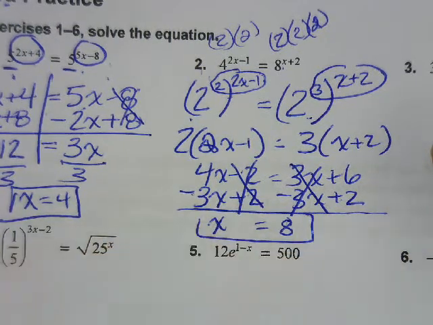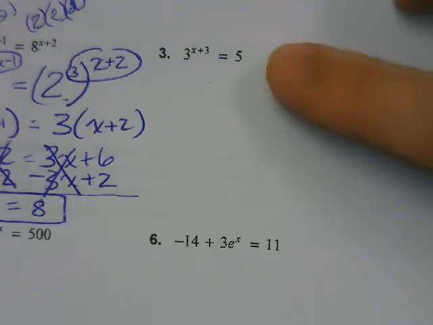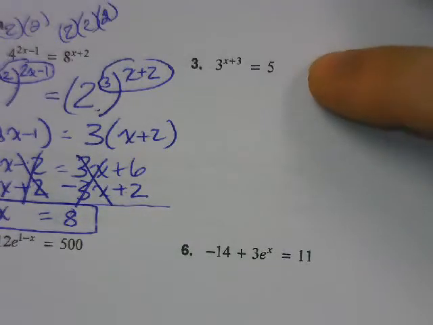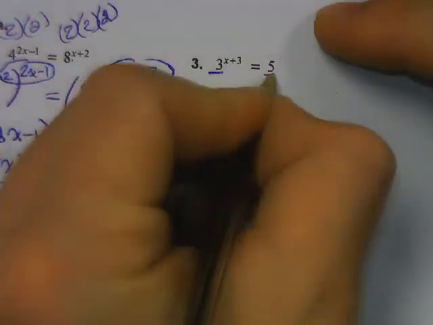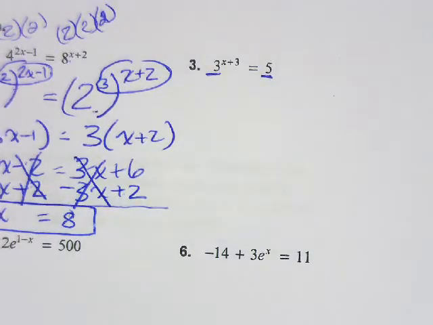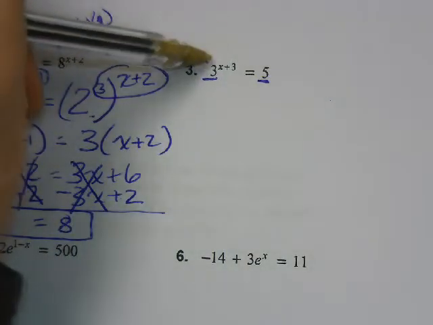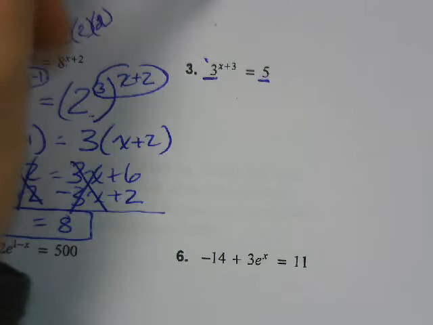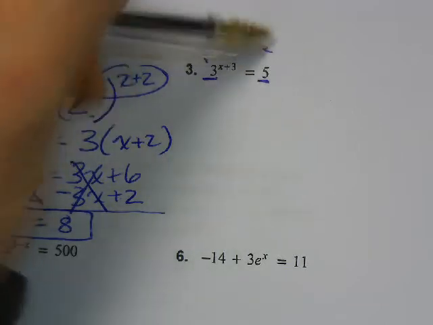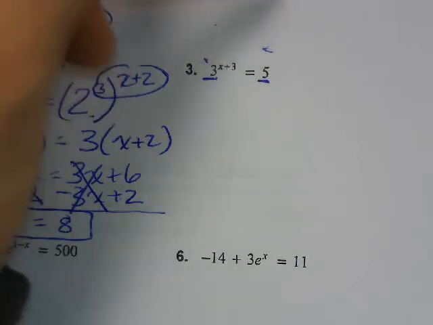Number 3. Not even remotely close to being the same bases. 3 and 5 are going to be really challenging. 3 squared is 9, 3 cubed is 27, and so on. We're not really going to get a number like 25 or 125 or 625, which is 5 squared, 5 cubed, and so on.